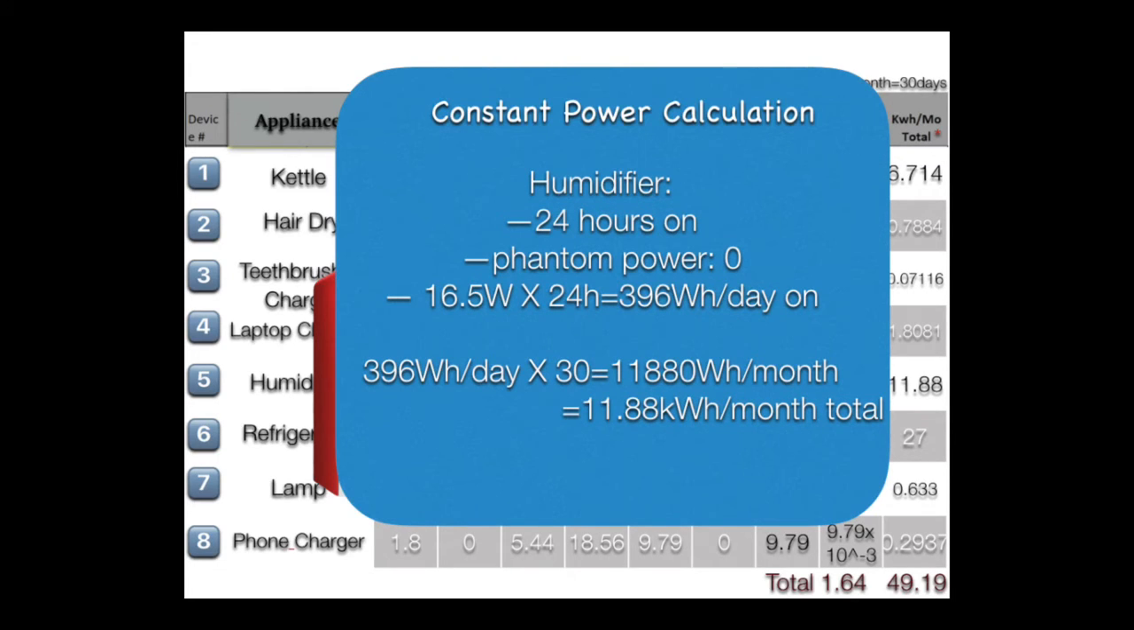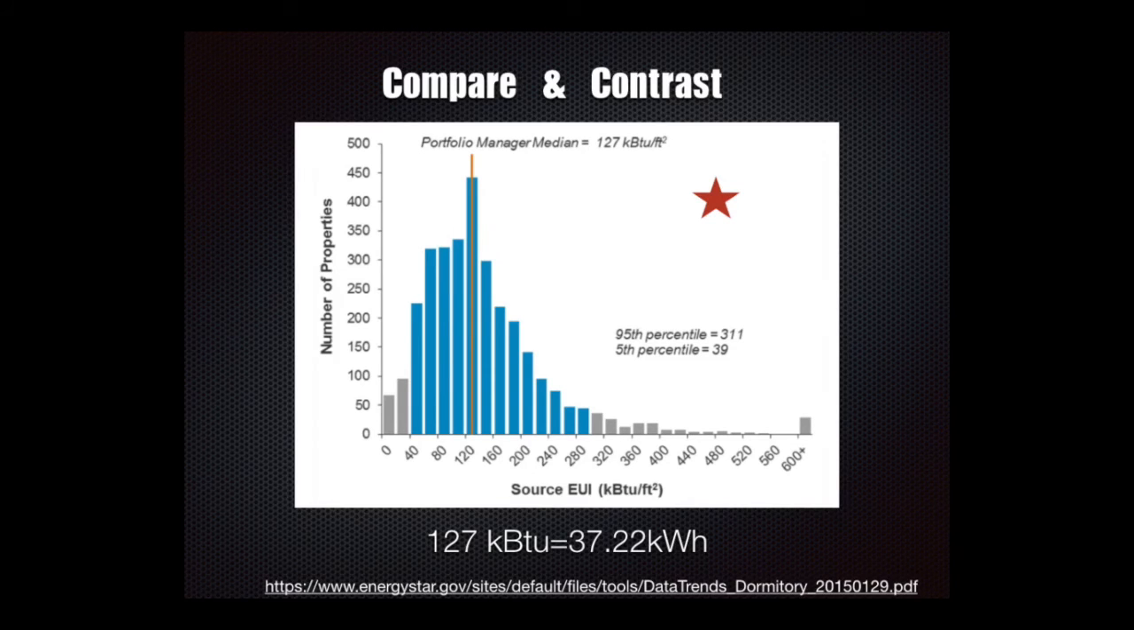For constant power calculations such as the humidifier, it is on 24 hours, so I just multiply the energy the meter shows by 24 hours to know the energy used per day, and by 30 days to know the total energy used per month. From Energy Star, we can know that the median dormitory electricity use is about 127 kBTU in the US, which is 37.22 kilowatt hours.